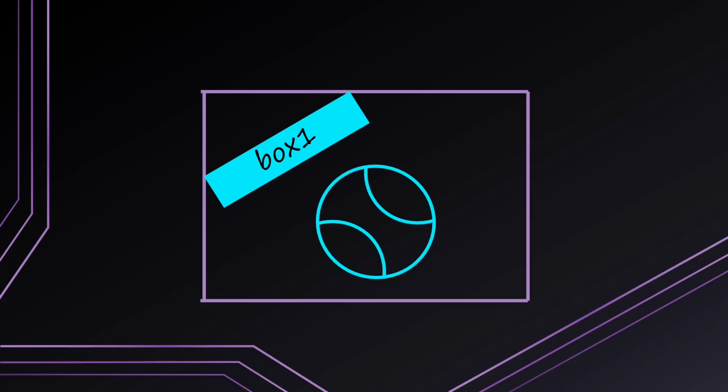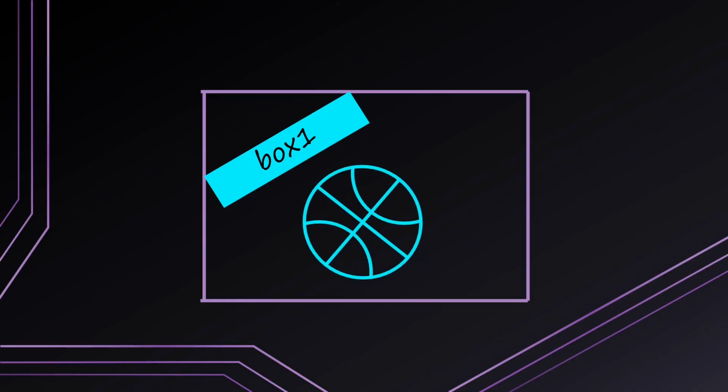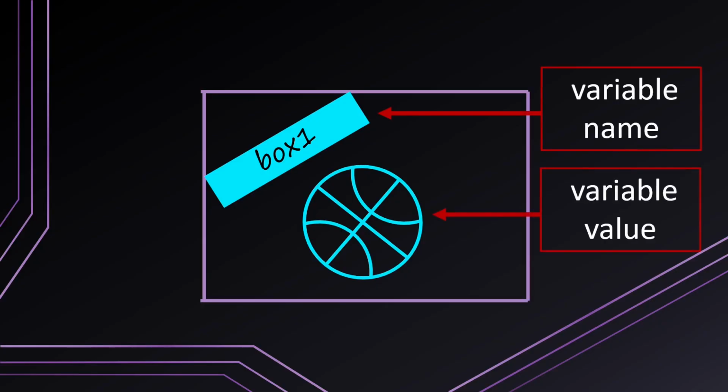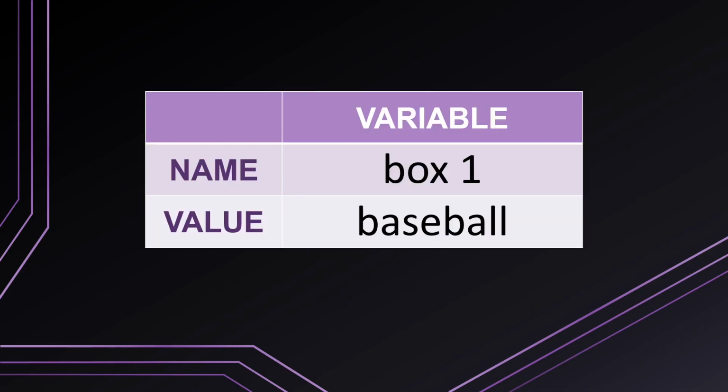Now, whatever item we place inside of the box, that item is known as the variable's value. And a variable's value is swappable. Just because we have a baseball in there now does not mean we cannot remove that baseball and place a basketball in the box later. So we have an entire variable here. We have the label, which is the variable name, and we have the item inside, which is the variable value, and together these make up a variable. Pretty simple, right? Here's another view of the same concept. The variable's name is box 1, and the variable's value is baseball. The variable name is how we call it, but the variable's value is what we get when we call it.